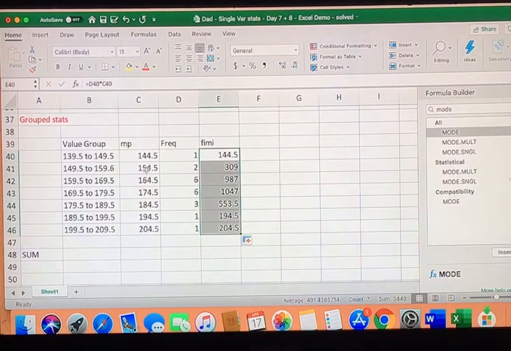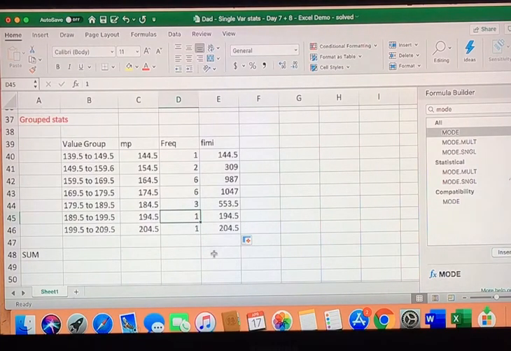So again, frequency 2 times 154.5 is 309. 6 times 164.5 is 987. 6 times 174.5 is 1047. 3 times 184.5 is 553.5, and so on, and so on.